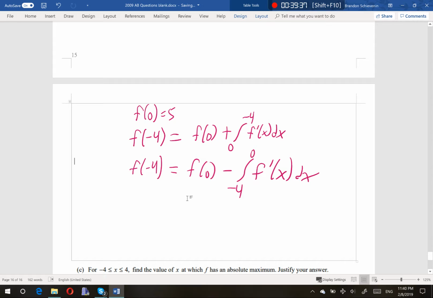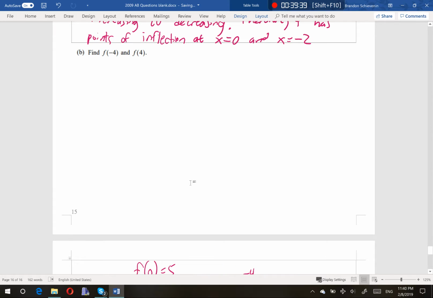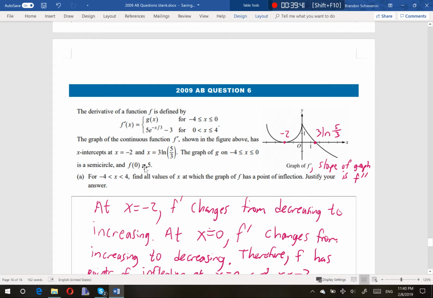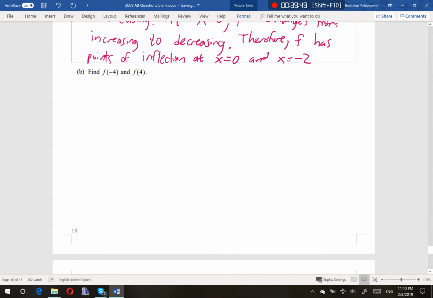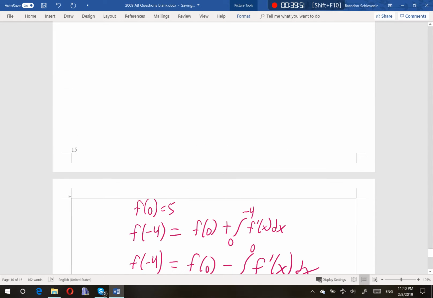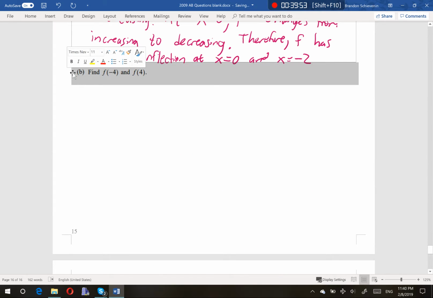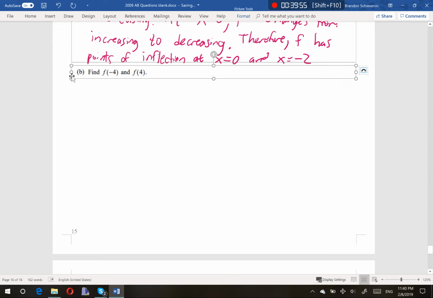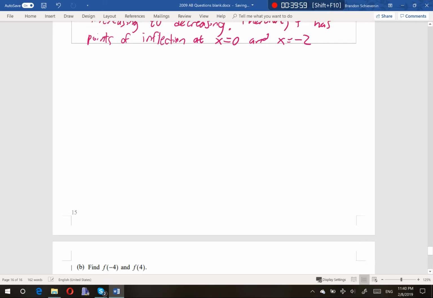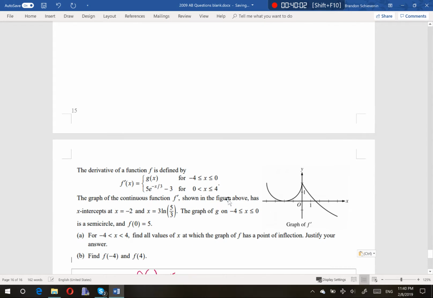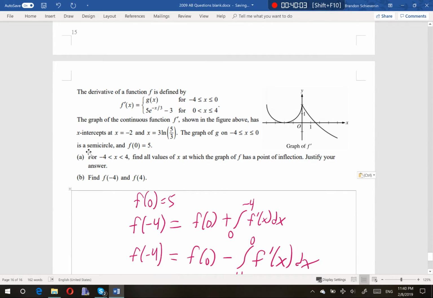Okay. We were told that f of 0 is 5. And then I'm going to copy our picture down. If we look at the picture, we should be able to get our area that's underneath that curve, because we were told that our shape here is a semicircle between -4 and 0.